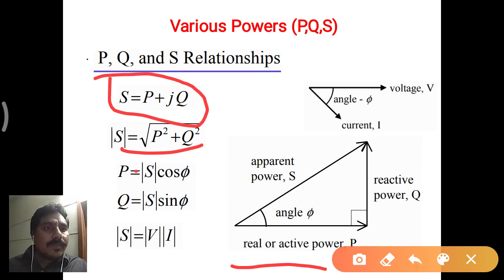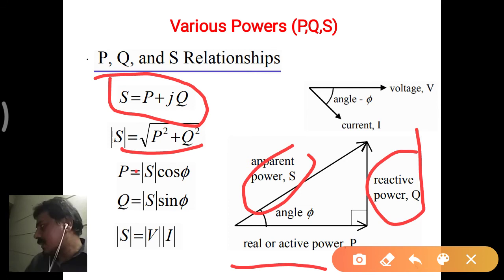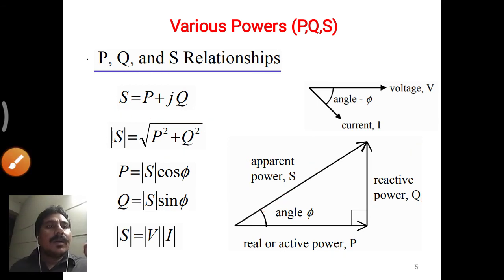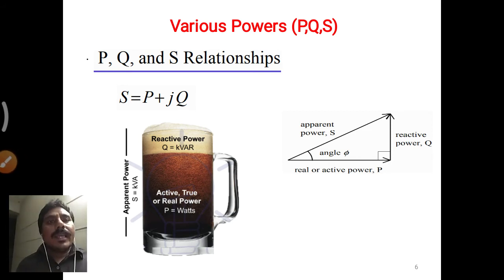On the y-axis we are taking the reactive part, the imaginary part, the power which creates the magnetizing property in the circuit. The vectorial summation of the active and reactive power is nothing but apparent power. In that way, we have to give the relation between active power, reactive power, and apparent power. Now, I want to explain the concept of the active, reactive, and apparent power.